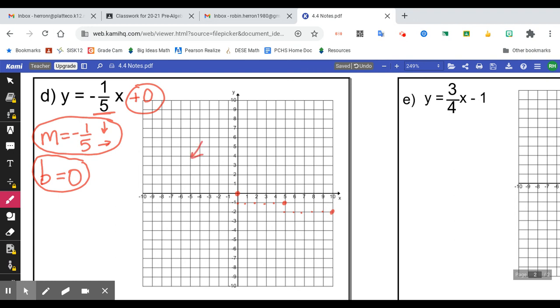Now I want some over here, so I have to do the opposite. Up 1, left 5. Put a point. Up 1, left 5. Put a point. You can see again, they all line up. So if they're not lining up, you have done something incorrectly. Sorry for the crazy squiggly line. Okay, be thinking about that every time. Try the next one, pause it, see if you can do it on your own, and then check your answer to make sure.